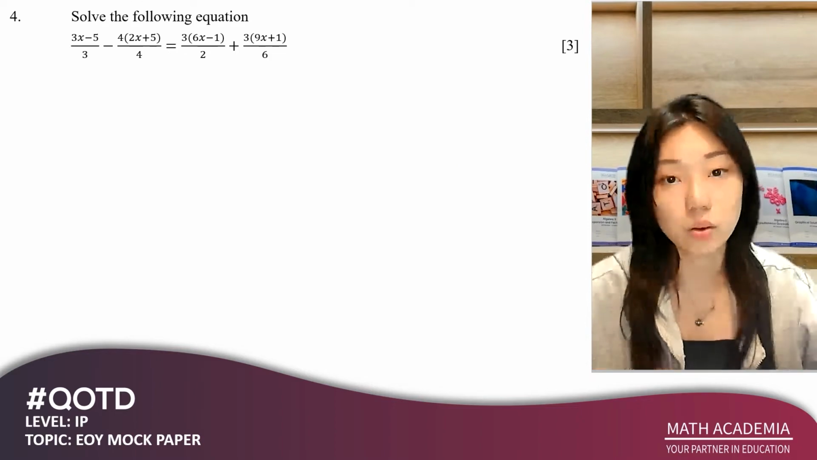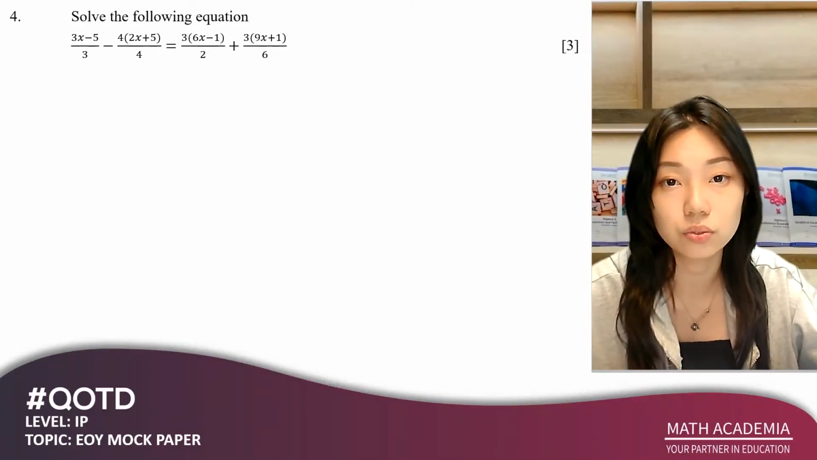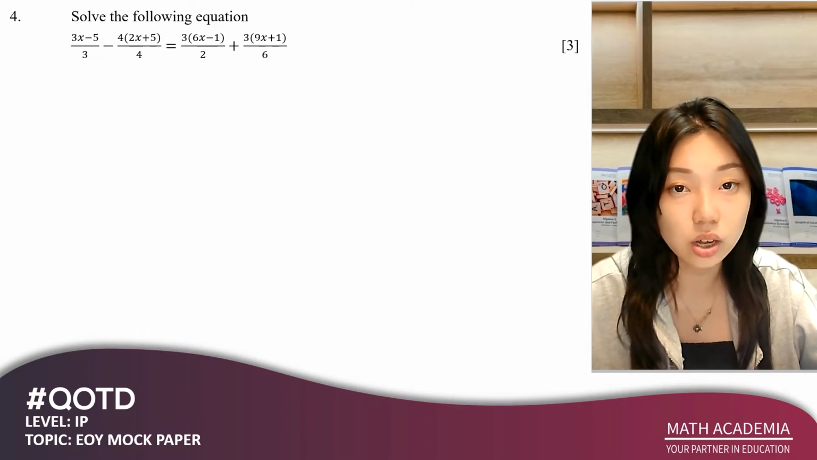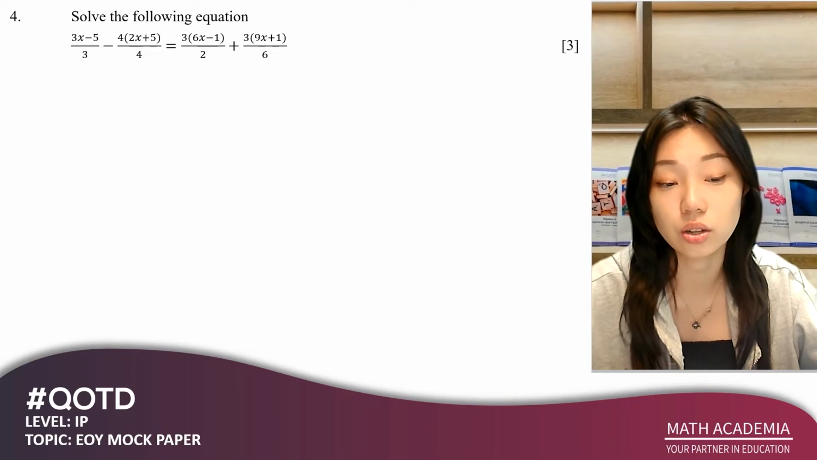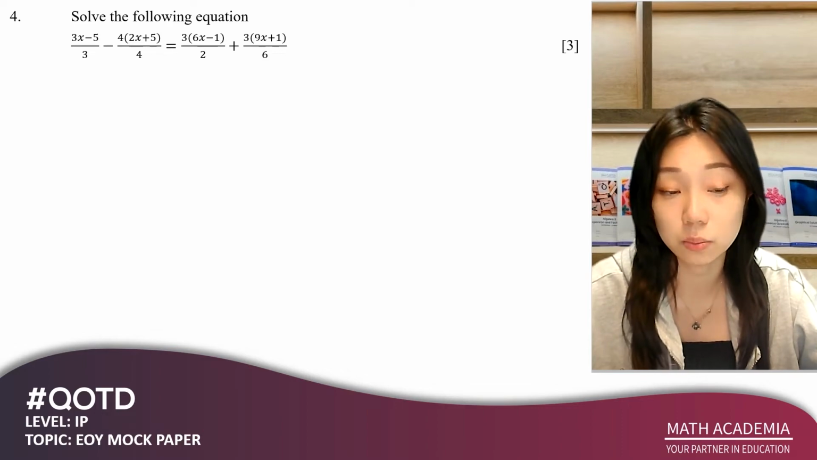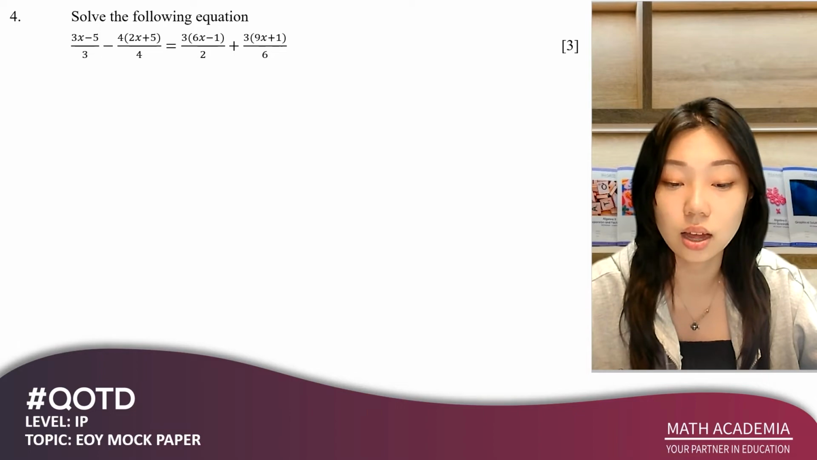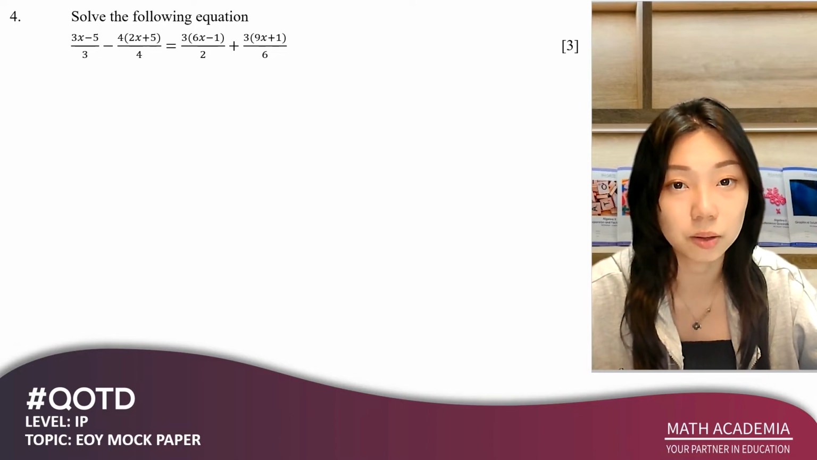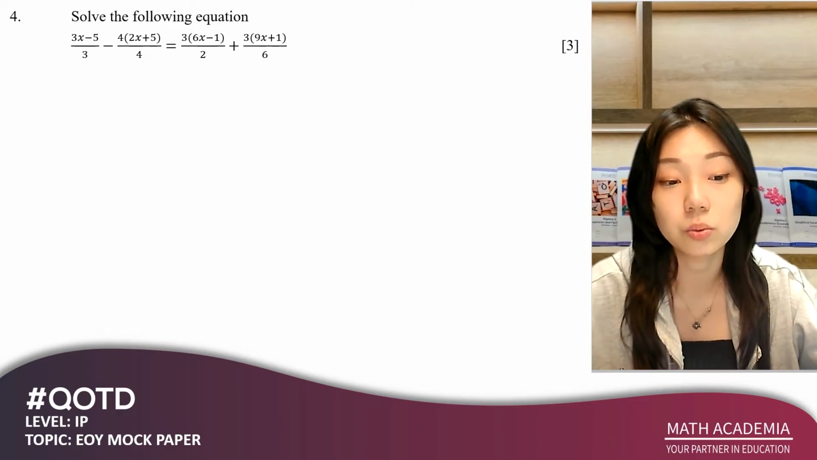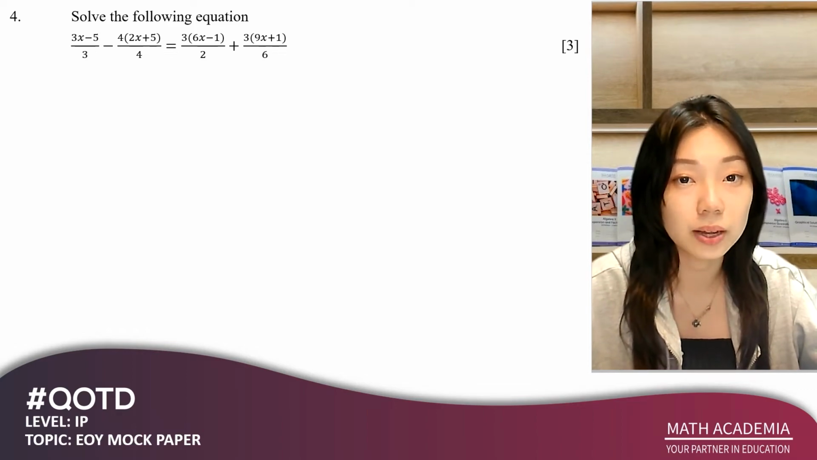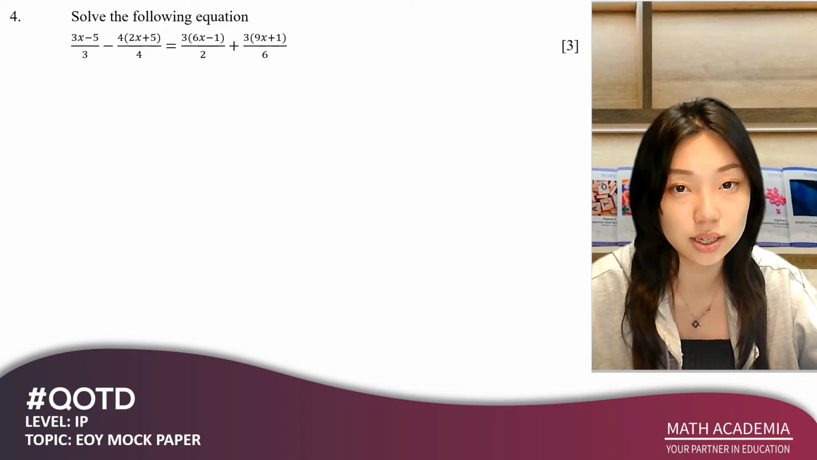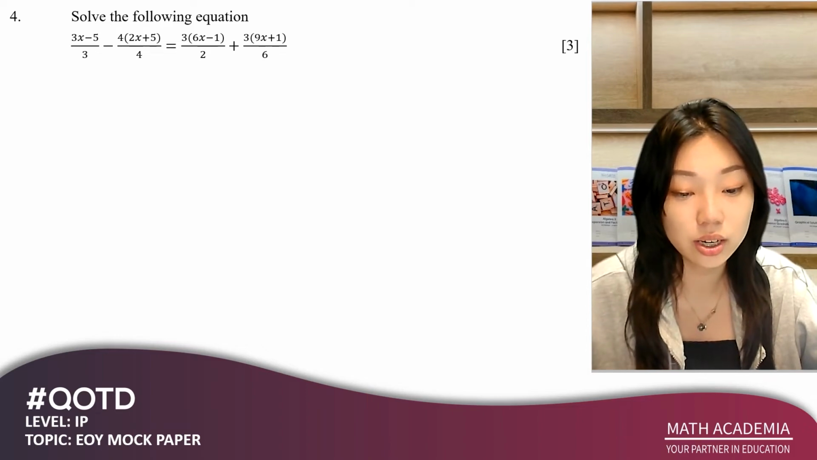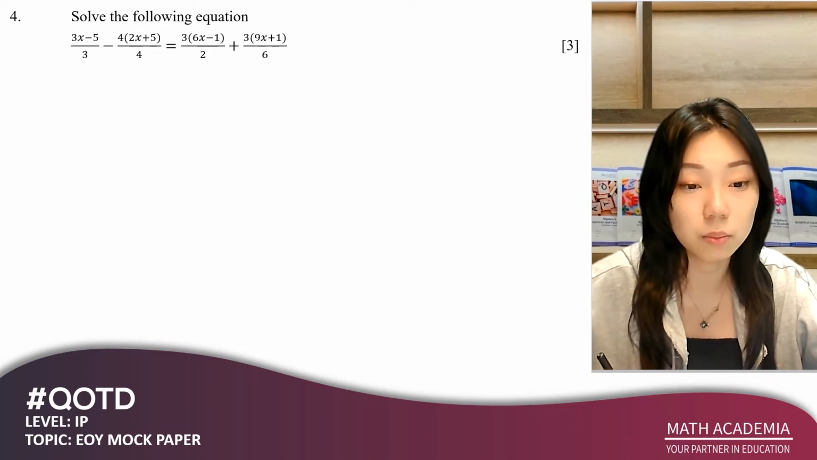Next, let's look at question 4. Question 4 wants us to solve the following equation. So if you realize, we would have 2 fractions on our left side and 2 fractions on our right side, okay, with different denominators. But our denominators are all numericals, so it would be easy for us to find the common denominator. To find the common denominator, we would just have to find the lowest common multiple of 3, 4, 2, and 6, which is 12. Alright, so let's express our fractions with the denominator as 12.